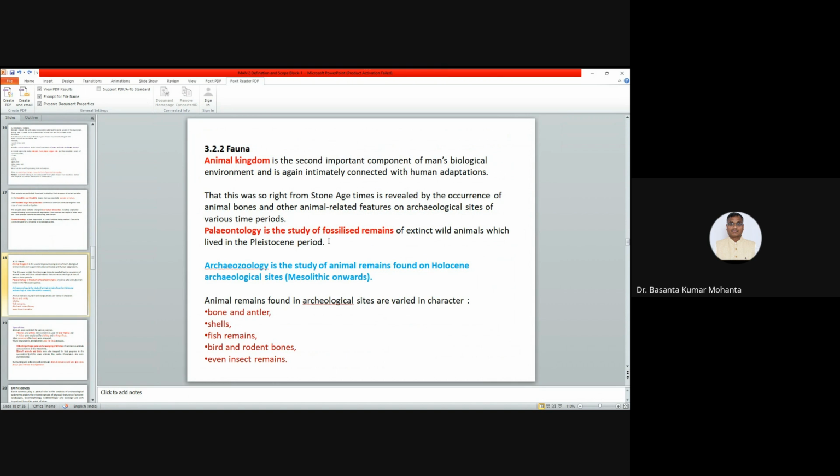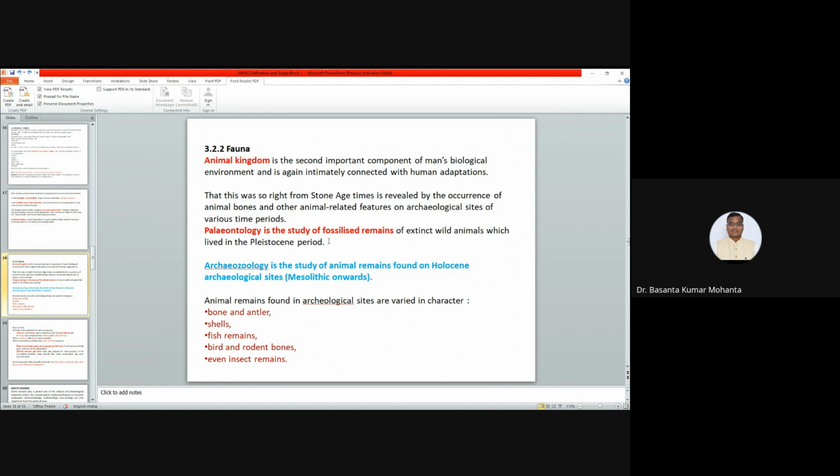If we see, starting from the Stone Age culture, the prehistoric culture, or we may say the Lower Paleolithic culture, we'll see the relationship of animals with human beings was very close. And in archaeological sites, these animal remains are usually available with different kinds of cultural materials.